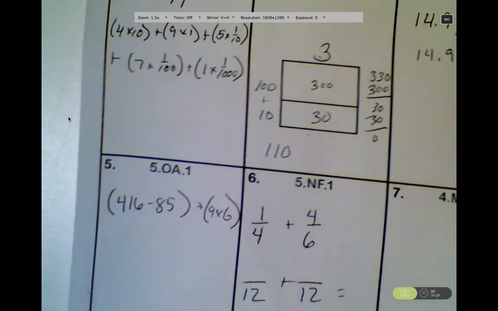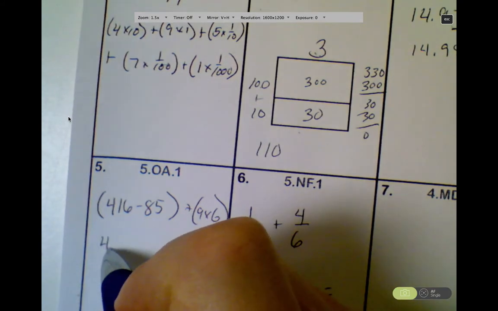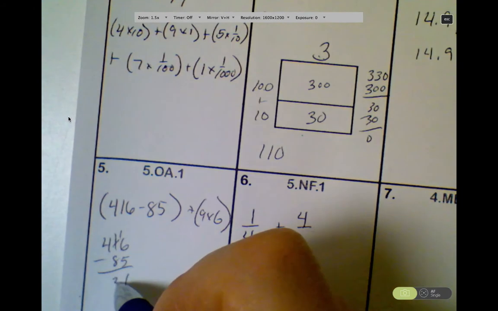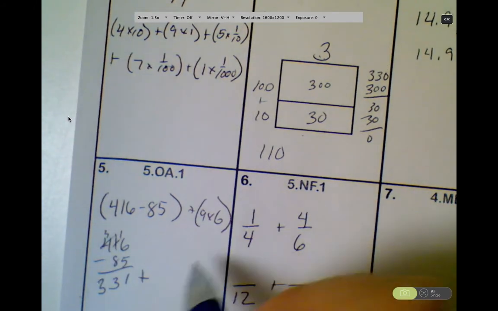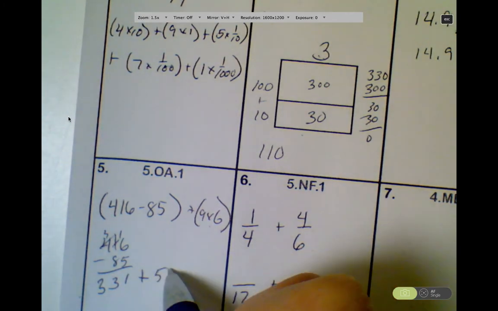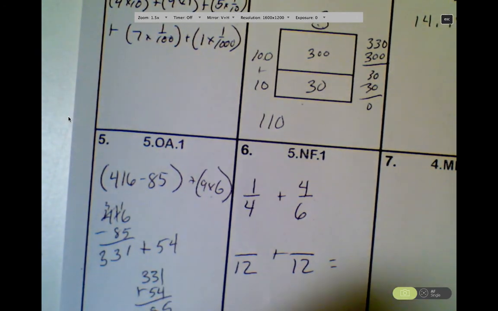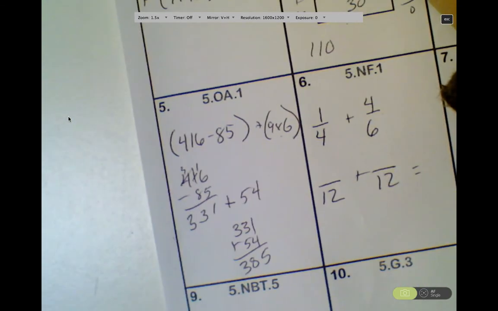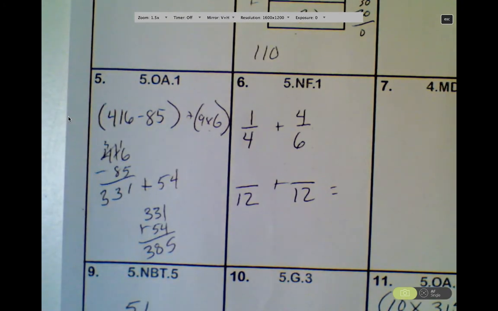Number 5. Got to follow order of operations first. 416 minus 85. That's 331. And then that's plus 9 times 6 is 54. So I've got to add those two together. 331 plus 54 is 385. There you go.